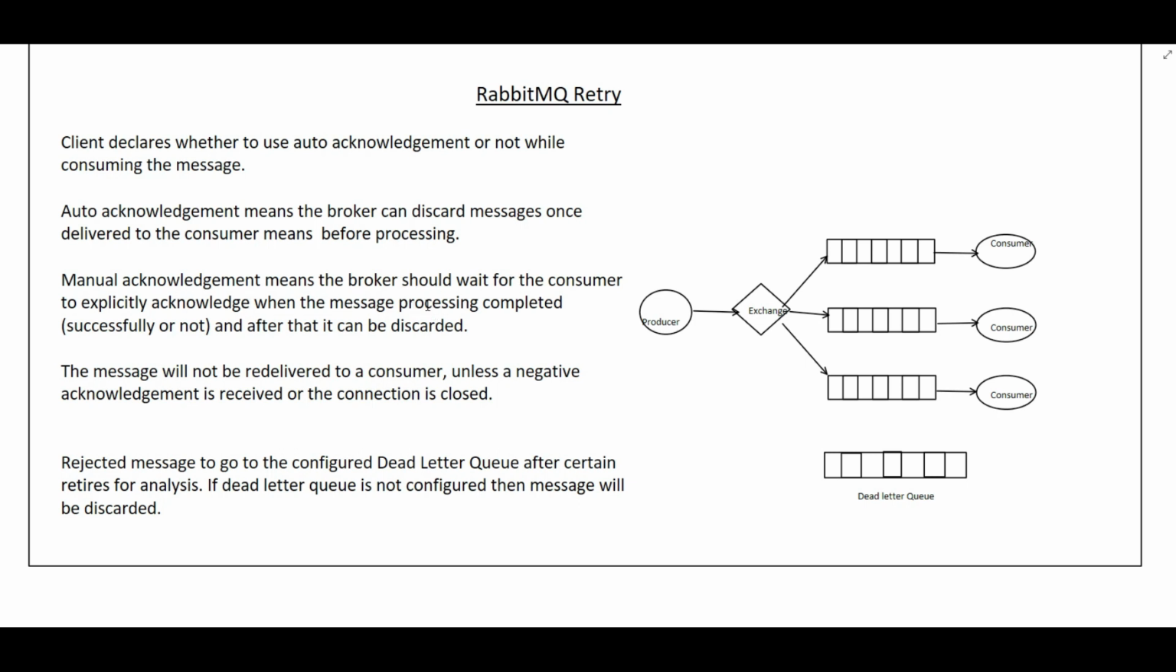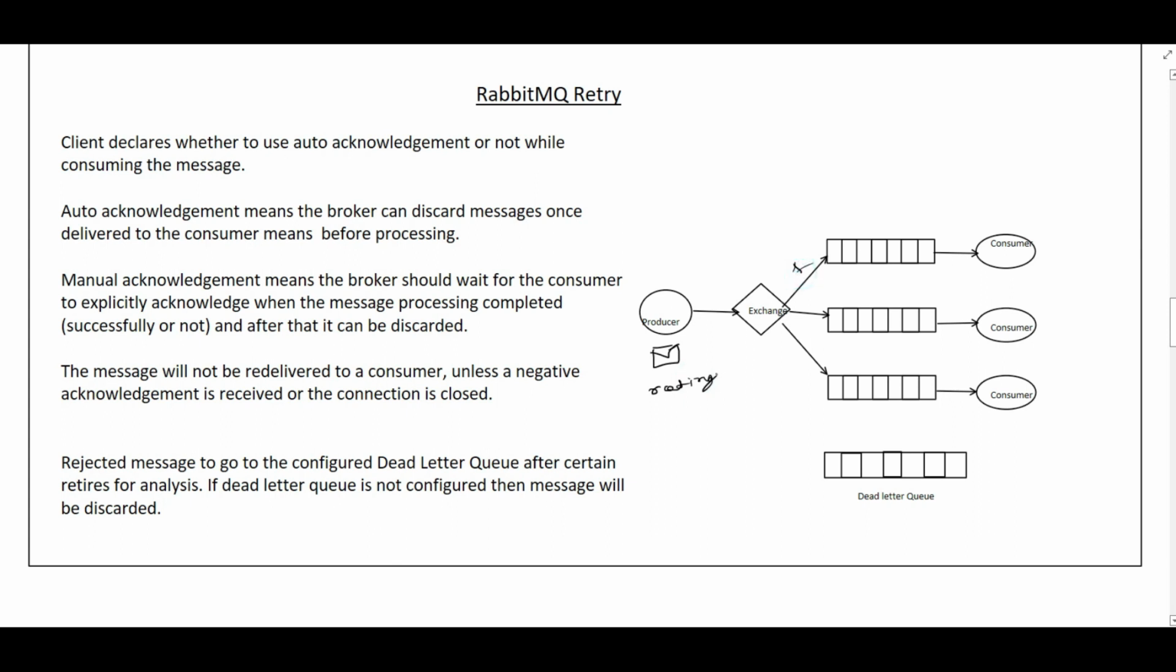When the processing is complete, the consumer can notify the broker that the message was successfully read, and after that the message broker can delete that particular message. The consumer can also send a negative reply. Suppose the processing fails, it can reply negative to the broker, so the broker can deliver the message again.